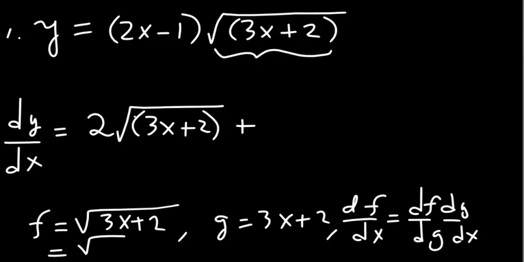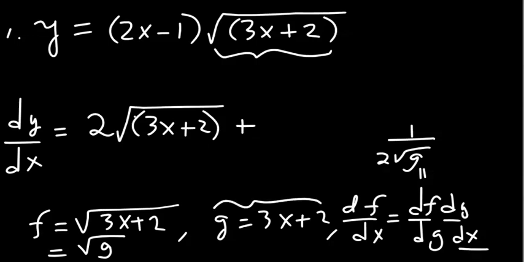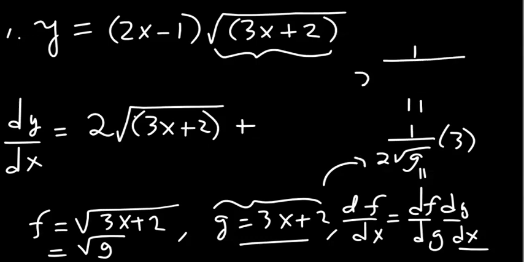Since f can be written as the square root of g, df/dg is quite simply 1 over 2 square root g. And dg/dx, that is the differentiation of that function with respect to x, is quite simply 3. Now putting in the expression for g in here, you get 1 over 2 square root of 3x plus 2, times 3. That is the result for the differentiation of this function with respect to x.